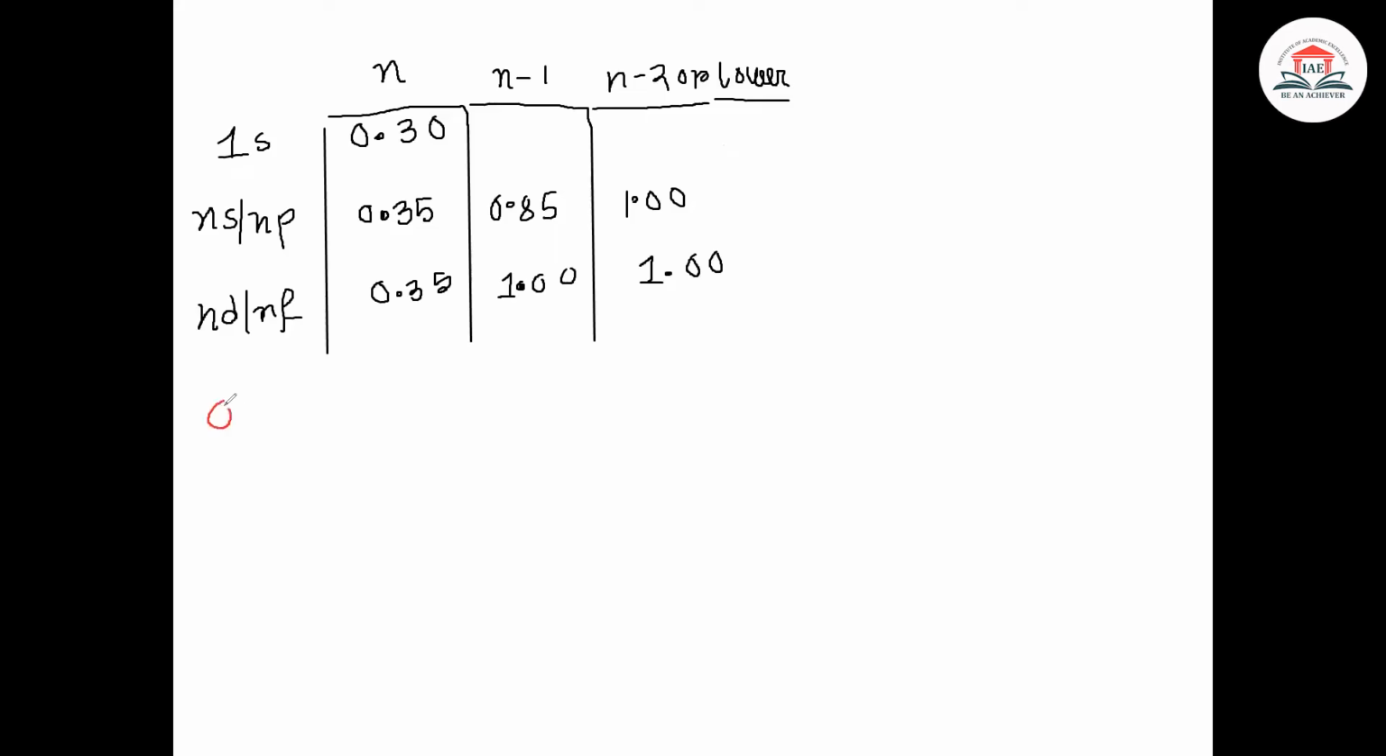Okay. So let's say we have to find out the effective nuclear charge of 4s electron in, let's say, manganese. So this is the question. Effective nuclear charge of 4s electron in manganese. So first, you have to write down the electronic configuration. So what is the configuration of manganese?